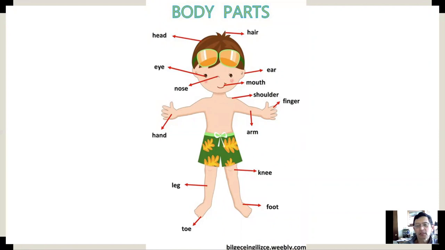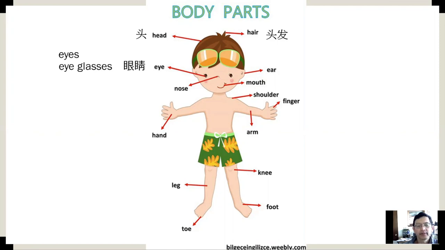The body parts. I hope you know these parts well, but let's review them. As I say each part, I will show you the Chinese word, then you should say the English word along with me. Head, hair, eye. What is the plural for eye? Eyes. What do you wear if you cannot see very well? Eyeglasses.